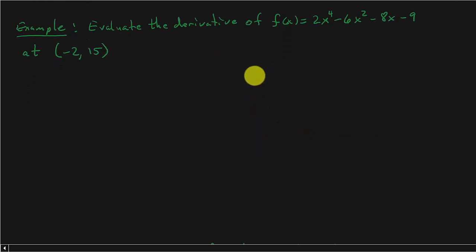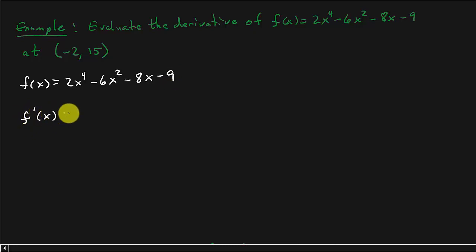All right, so how about this one? Evaluate the derivative of f of x equals 2x to the 4th minus 6x squared minus 8x minus 9 at the point -2. All right, so all that means is, okay, we've got the function here. We've got 2x to the 4th minus 6x squared minus 8x minus 9. And we want to take the derivative. So f prime of x is, so what's the derivative?